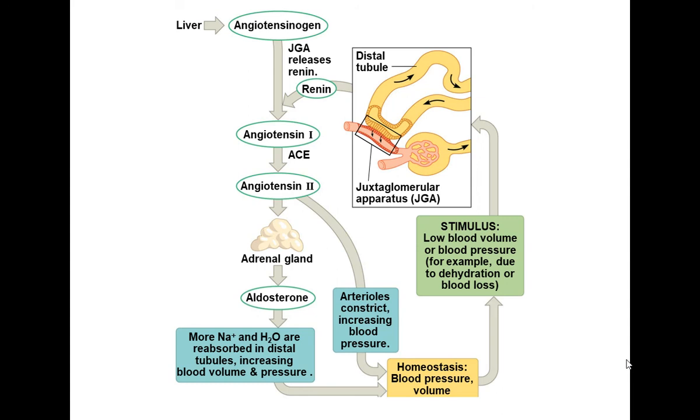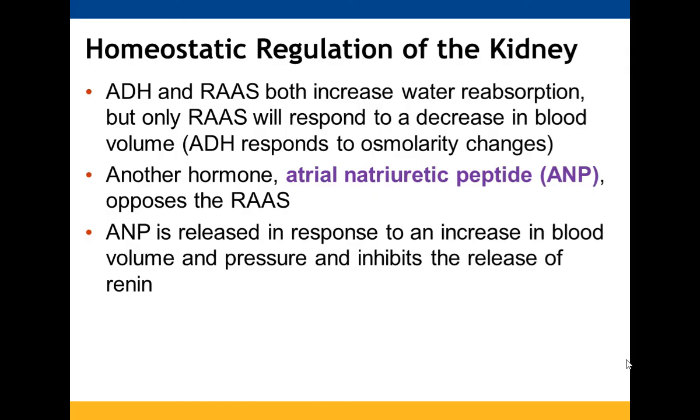So the decrease in blood pressure that's recognized by the juxtaglomerular apparatus is able to result in both a physical change with angiotensin 2 in terms of constricting your arterioles and a chemical change with the production of aldosterone. So both ADH and RAS will cause water reabsorption to take place. But remember, ADH is only dealing with osmolarity changes. RAS is dealing with specific changes in blood volume.